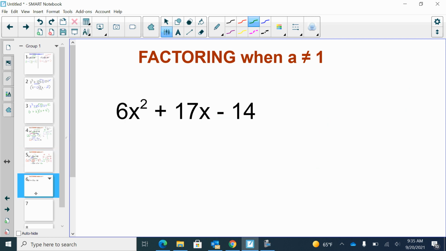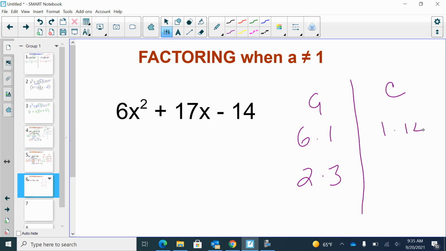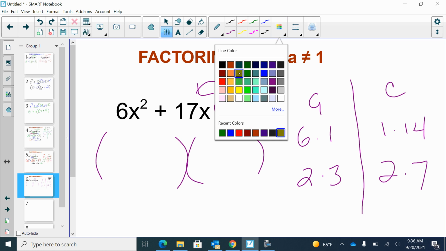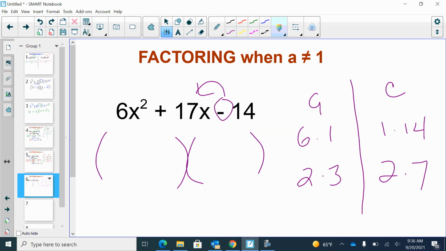Let's try another one together. Now A has multiple choices: 6 and 1, 2 and 3, and C is 1 and 14, 2 and 7. We're subtracting to get 17. I cannot write anything in yet because I don't know what I'm choosing for A. So let's look. Subtract to get 17.